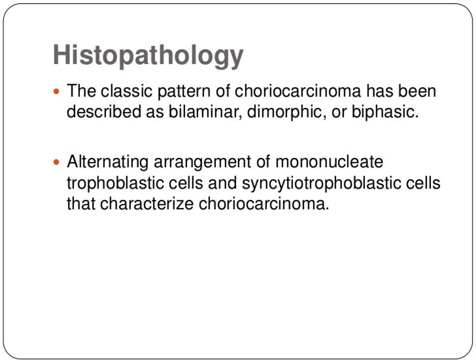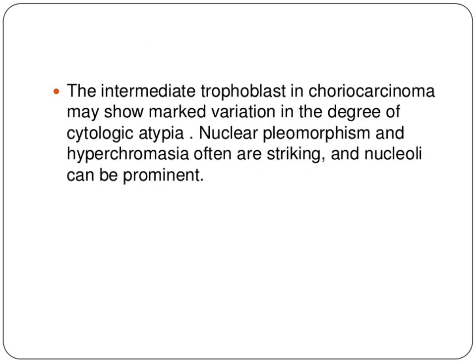Microscopically, the classic pattern of choriocarcinoma is bilaminar, biphasic, and there is an alternating arrangement of mononucleate trophoblastic tissue, cytotrophoblasts, and syncytiotrophoblasts. Intermediate trophoblasts in choriocarcinoma may show wide variation in degree of cytologic atypia. Nuclear pleomorphism and hyperchromasia are also striking, and nucleoli can be seen.